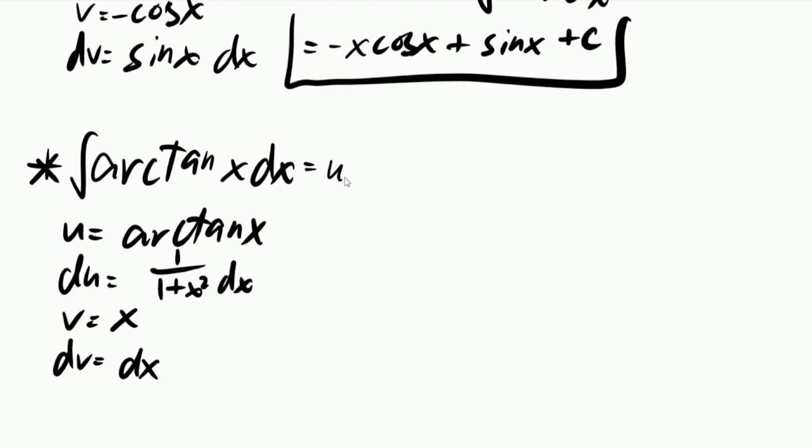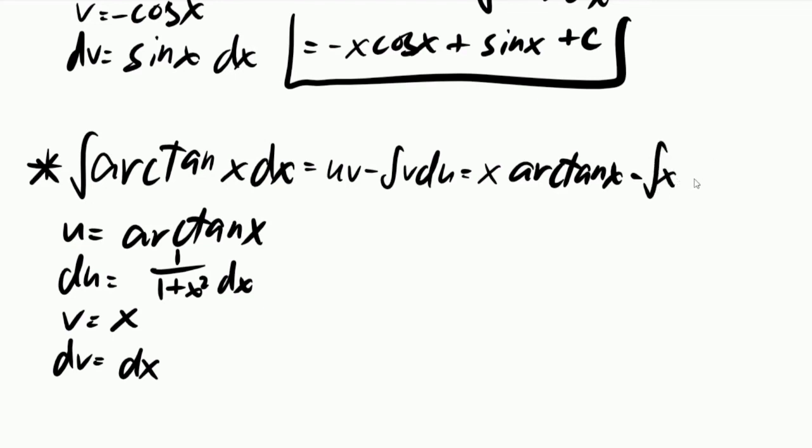Now once again, substitute uv minus the integral of v du. This equals, substituting, x arctan x minus the integral of v du, x multiplied by 1 over 1 plus x squared dx.